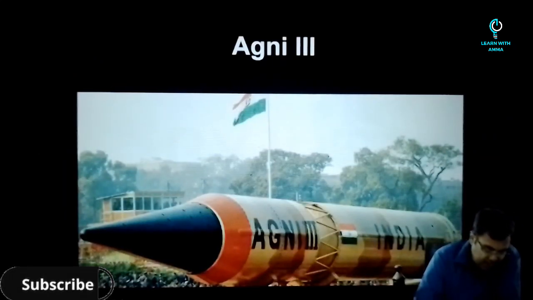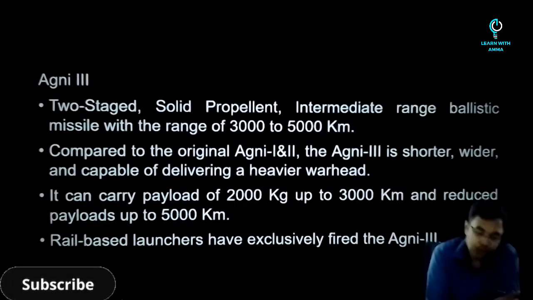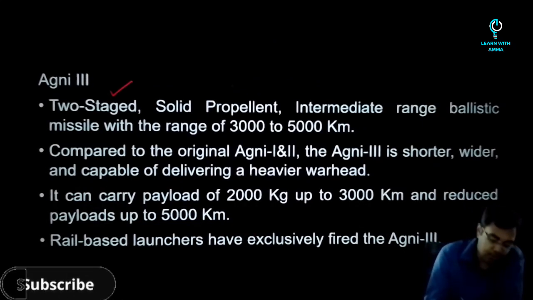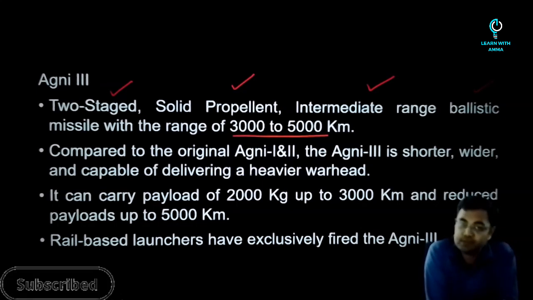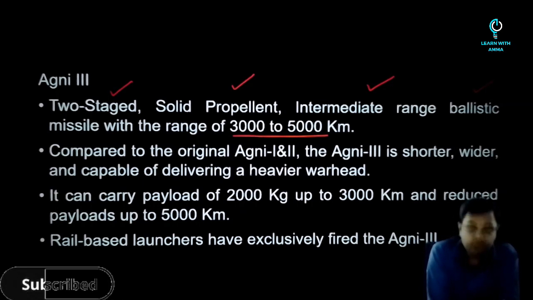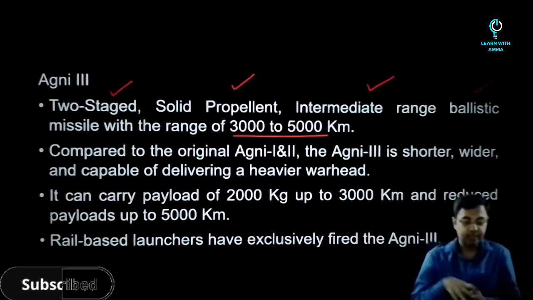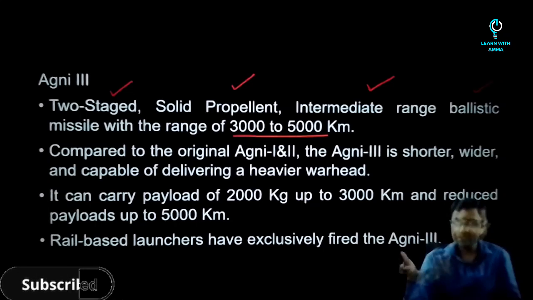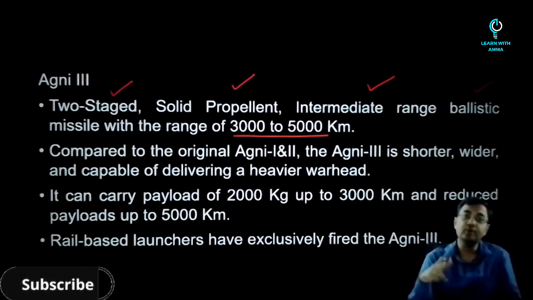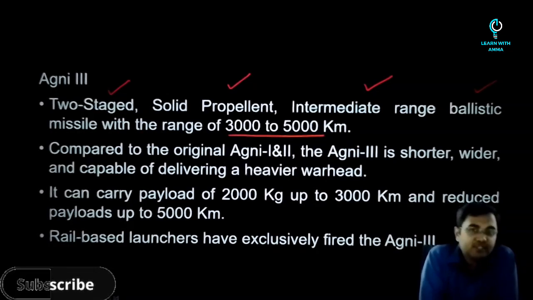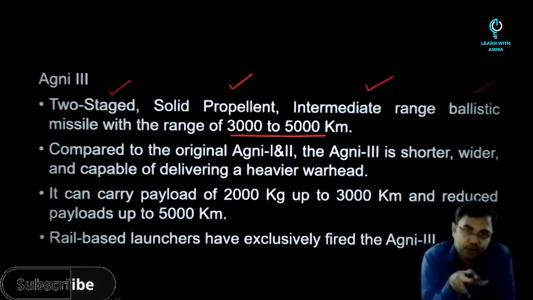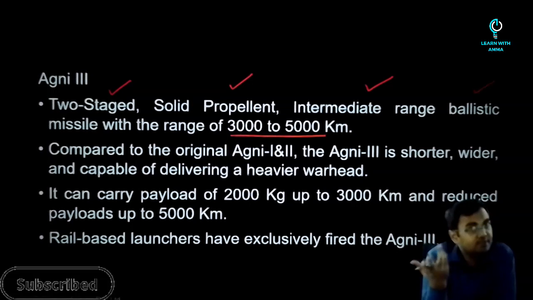When we talk about the Agni 3 missiles, it is again a two-staged, solid propellant, intermediate range ballistic missile, with a range between 3000 to 5000 kilometers. So now this is something that starts to become intermediate range. Sometimes this intermediate range will also be called long range missiles. Now in the case of Agni 3, the length of the missile is shorter, but the range of the missile is much longer.